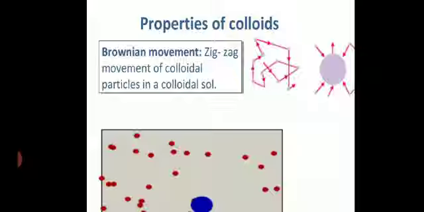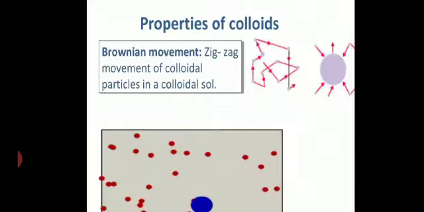Clear? The importance of Brownian movement is that it helps in the determination of Avogadro's number. We have studied this in the previous year in class 11. Brownian movement opposes the force of gravity and does not allow the colloidal particles to settle down. That's the most important one. Colloidal particles do not settle down.